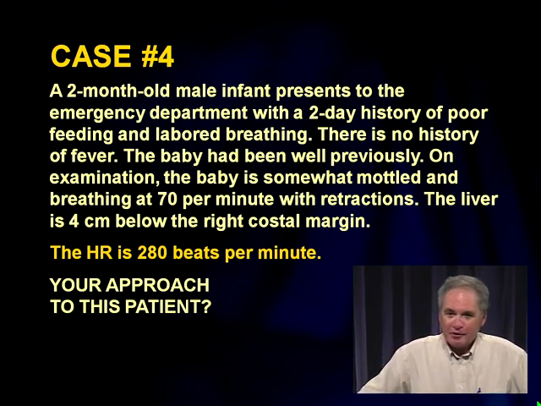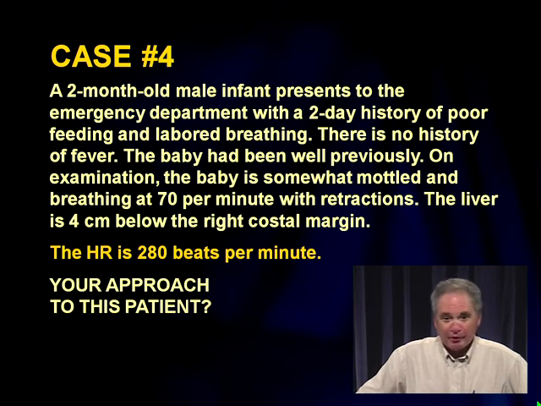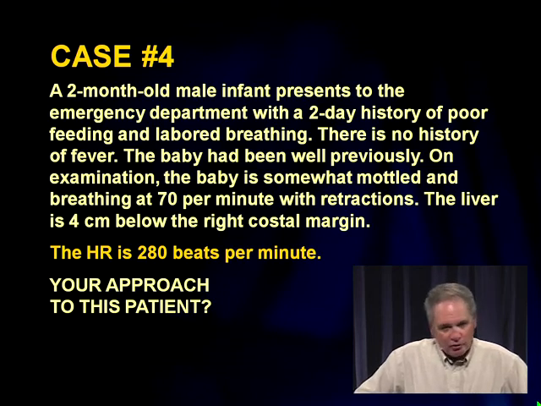Now let's talk about the stuff that you need to know about because they're important and they can hurt you. So this I'm going to predict 80% of you have seen. 2-month-old infant comes in the emergency room not looking good. Baby's mottled, breathing fast. Liver's down a little bit. The heart rate is 280 beats per minute.